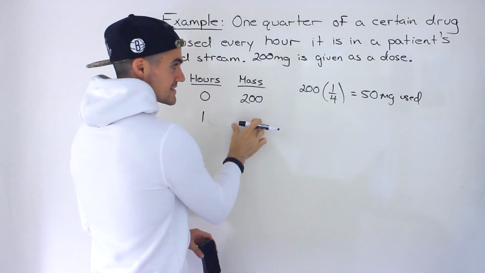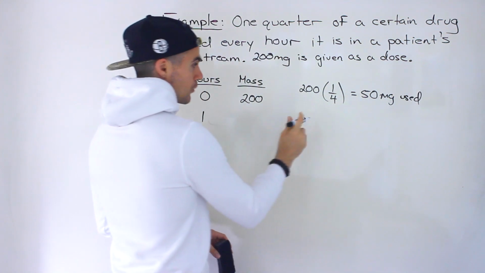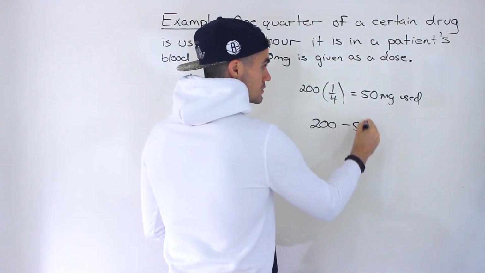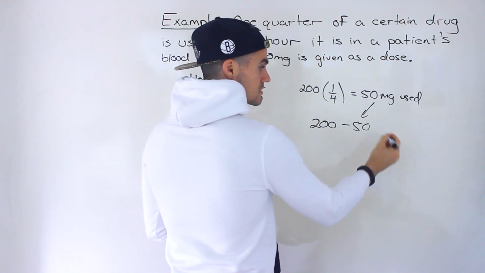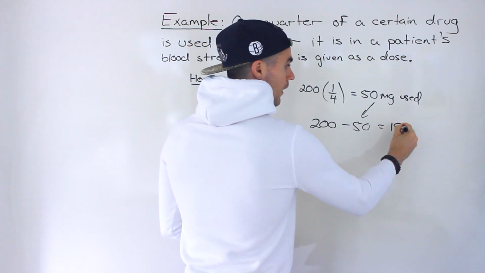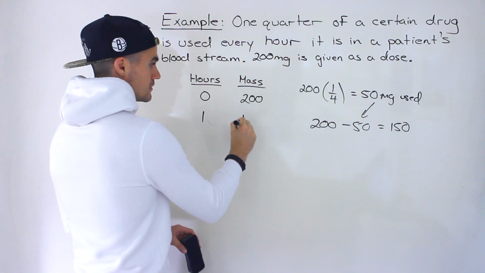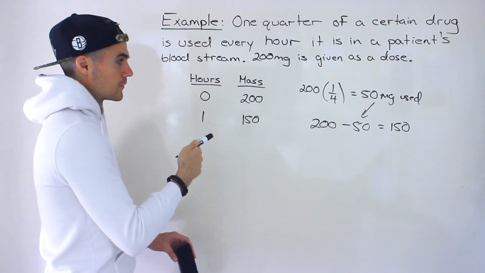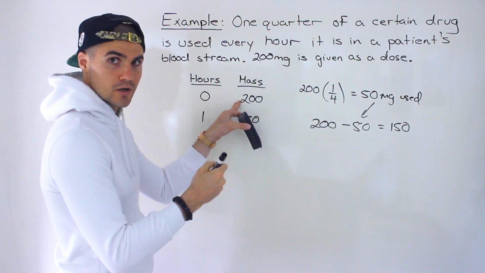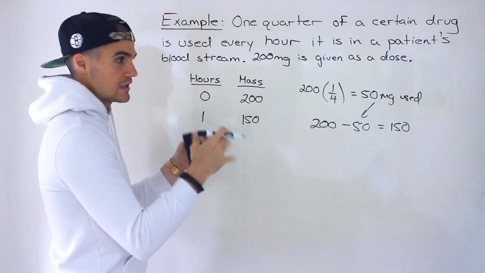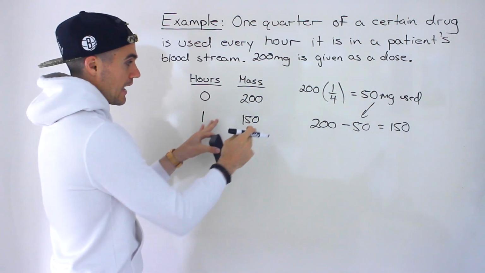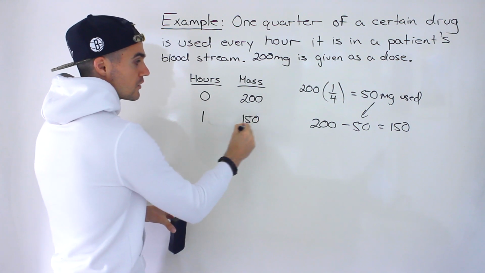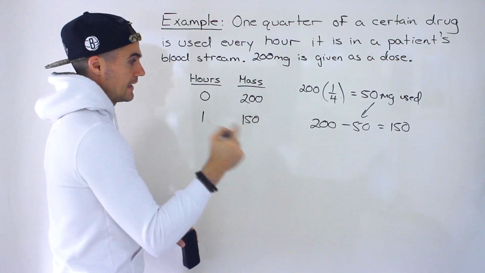So what's the mass going to be after 1 hour? Well, it's going to be the initial mass, 200, minus the amount that is used. And so 150 milligrams would be remaining after 1 hour. All right, it starts at 200. 1/4 of it is used in the bloodstream. And so 1/4 of 200 is 50. So after 1 hour, 150 milligrams is left.